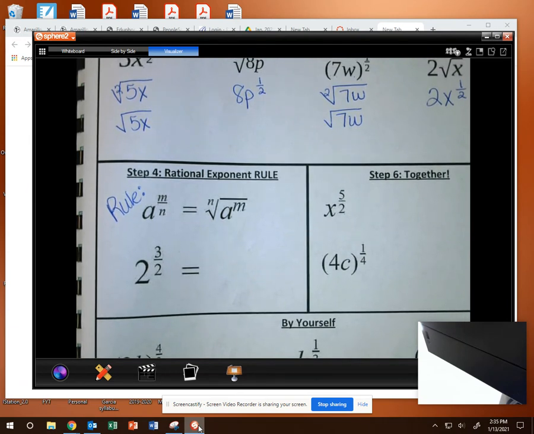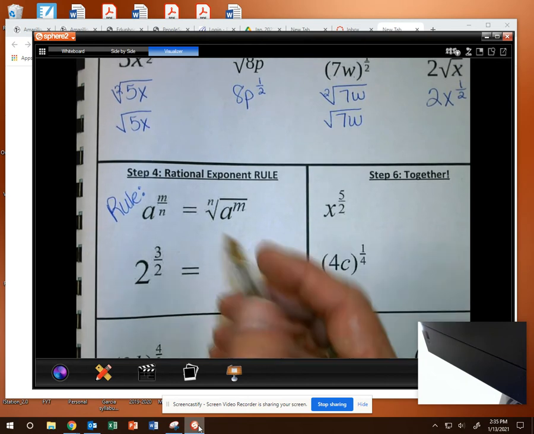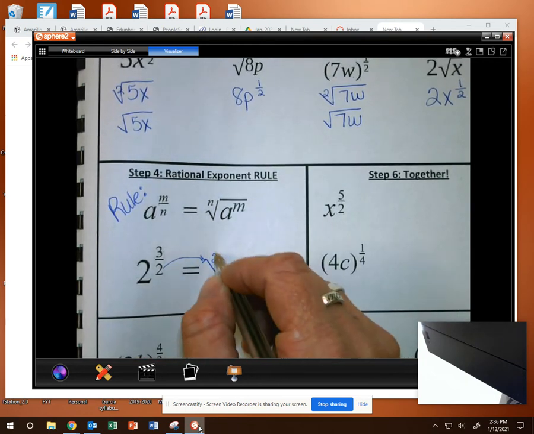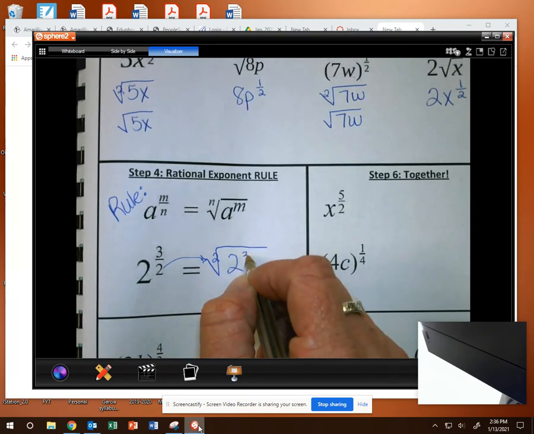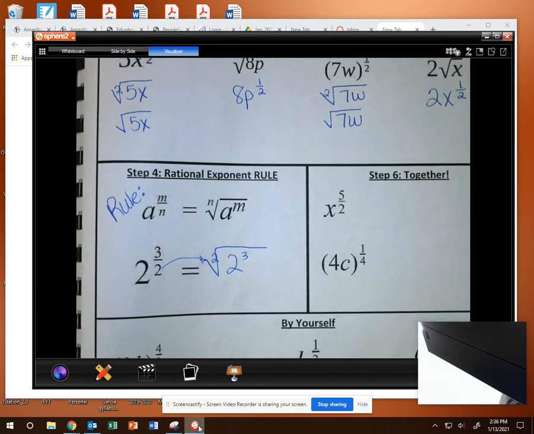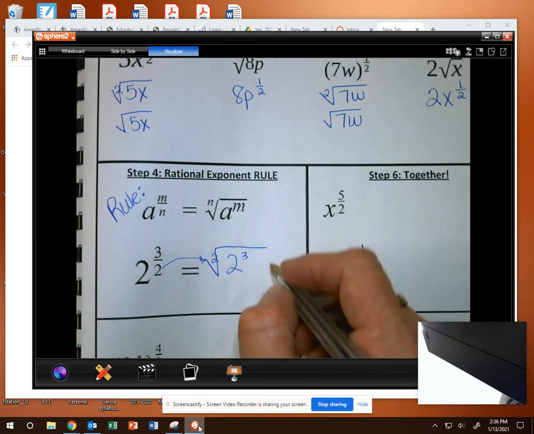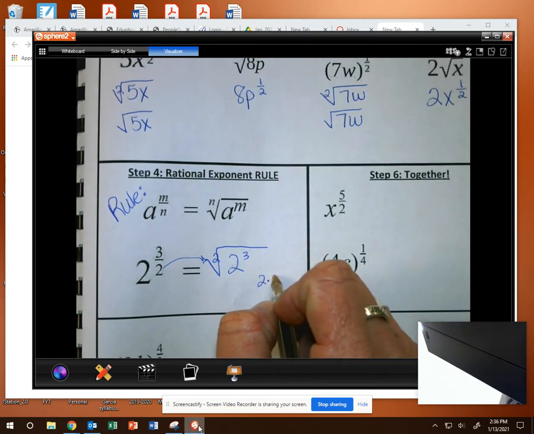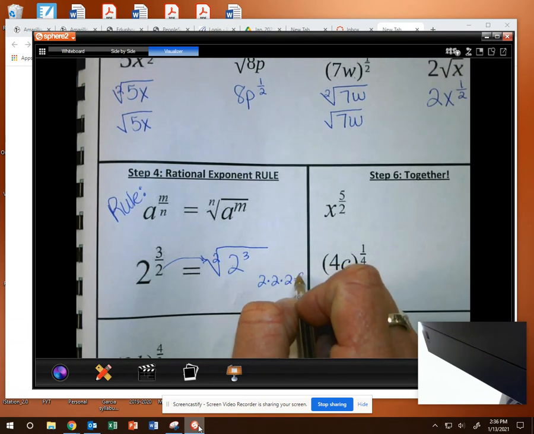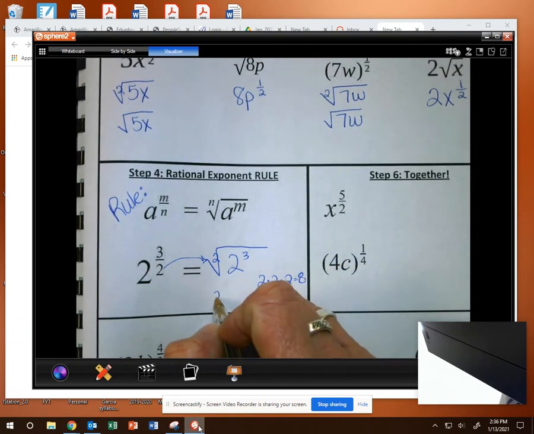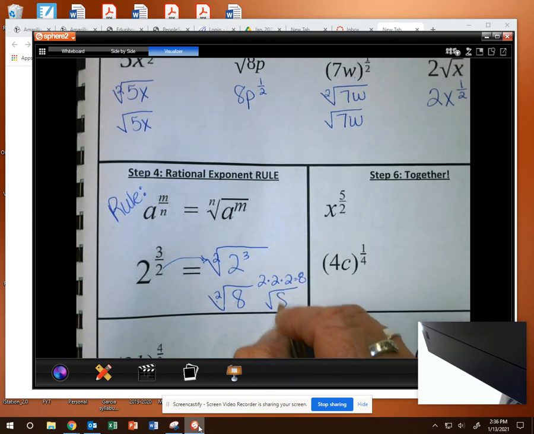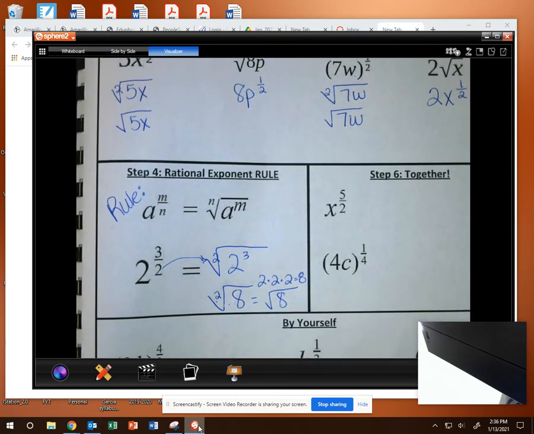So I'm going to take 2, which is here, to 2 cubed. Now, if I do 2 cubed, if it says to simplify it, then I would do 2 times 2 times 2, which would be 8. So this would be the square root of 8. Either one of those would be the right answer.